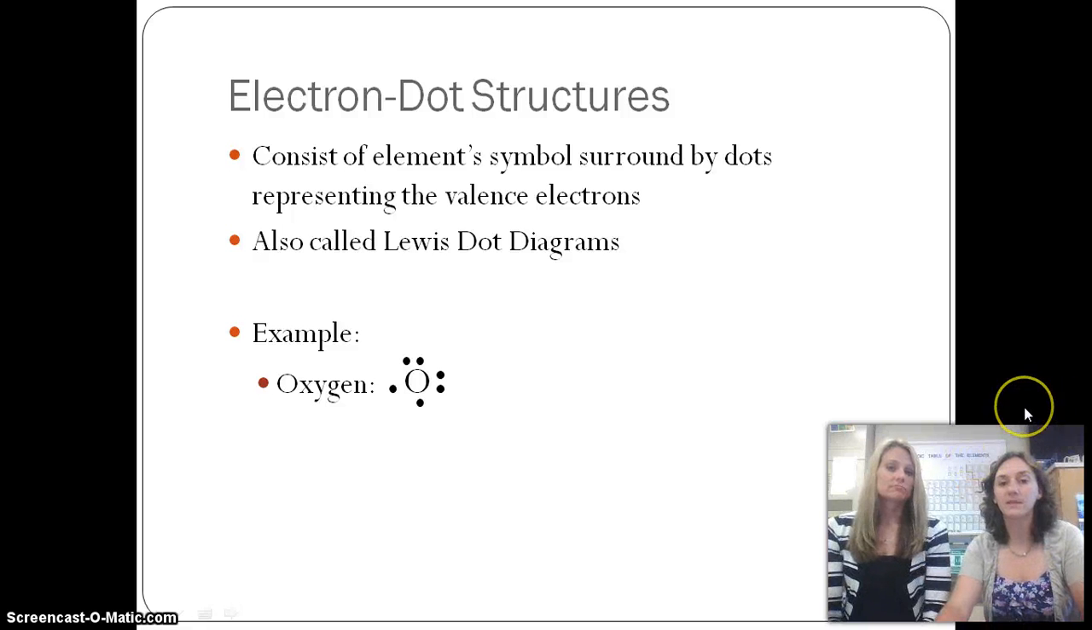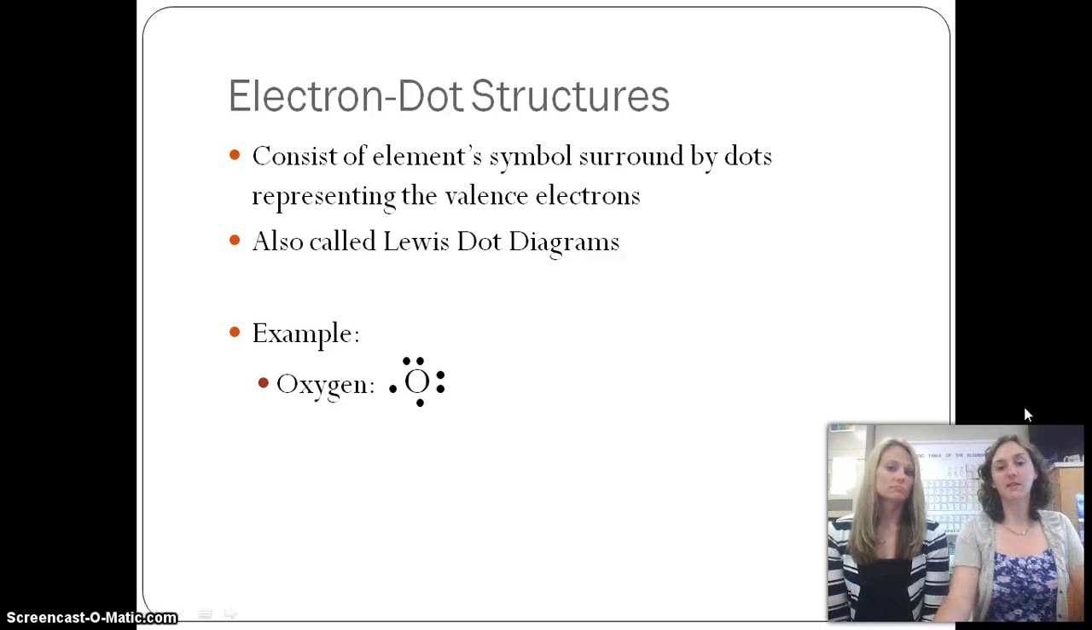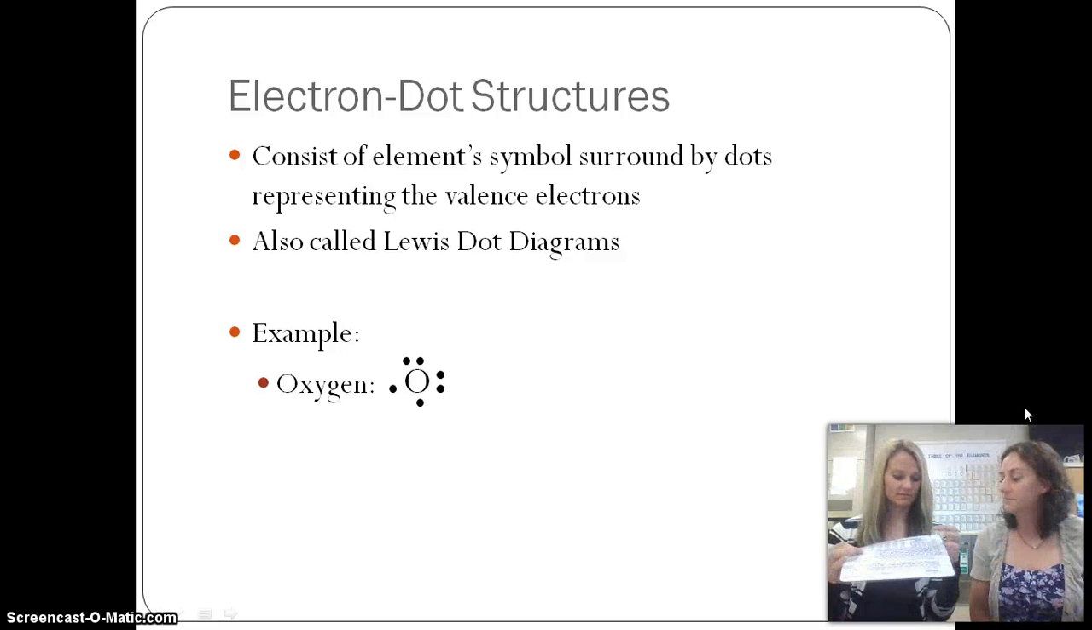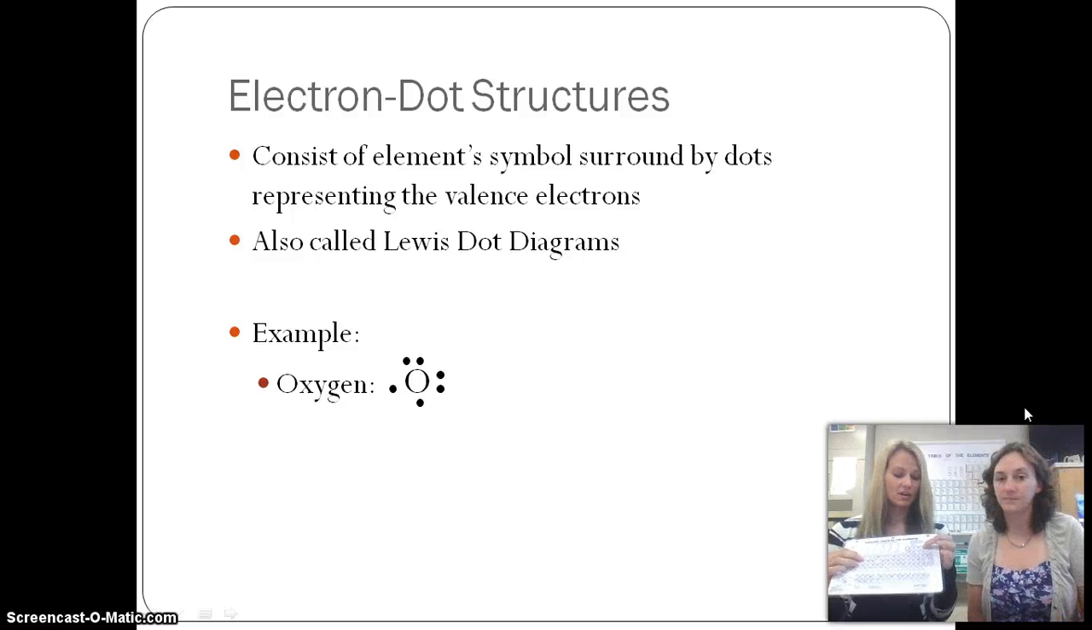These consist of an element symbol surrounded by dots, representing the valence electrons. They're called Lewis dot diagrams because a scientist named Lewis came up with this. If you look at oxygen, it has 8 electrons total. However, when you look at the column, it's in group 16. Drop the tens value and you're left with 6. So you're going to have 6 valence electrons in that outermost orbit. So you need to draw 6 valence electrons.